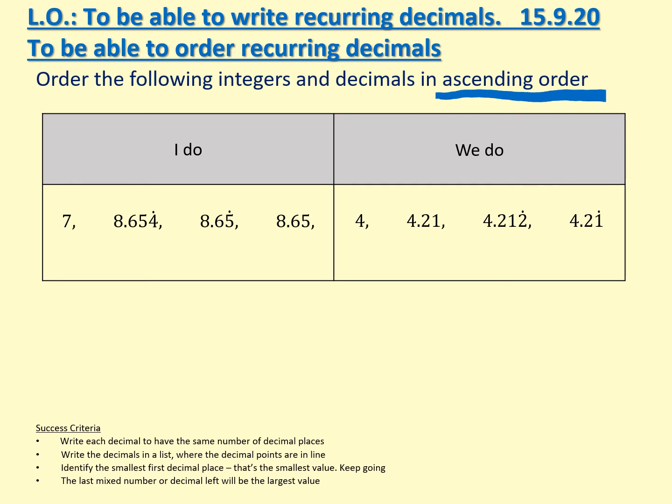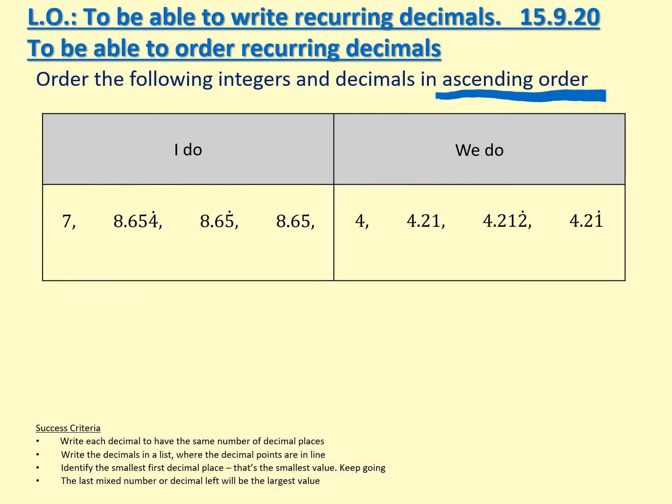Descending, down from the largest to the smallest. In this case, we have to order them in ascending order, so we need to identify the smallest and write it down from the smallest to the largest. Okay, so let's have a look at our success criteria.